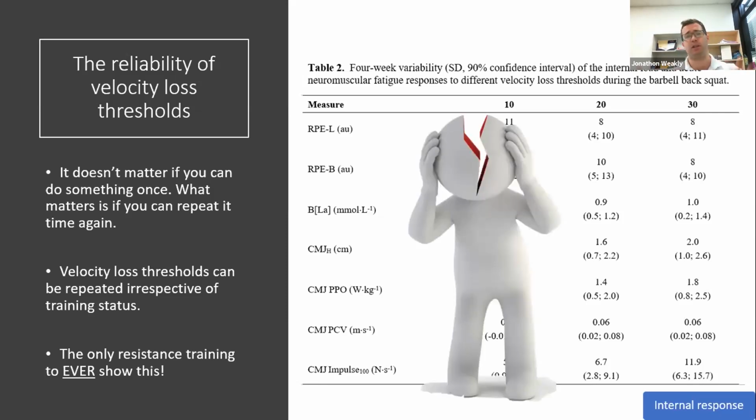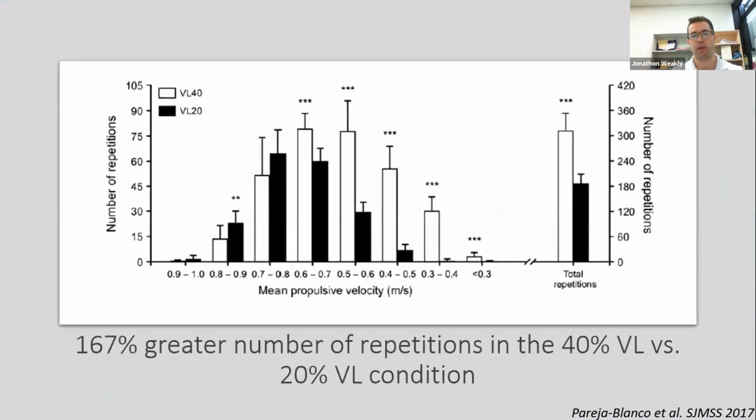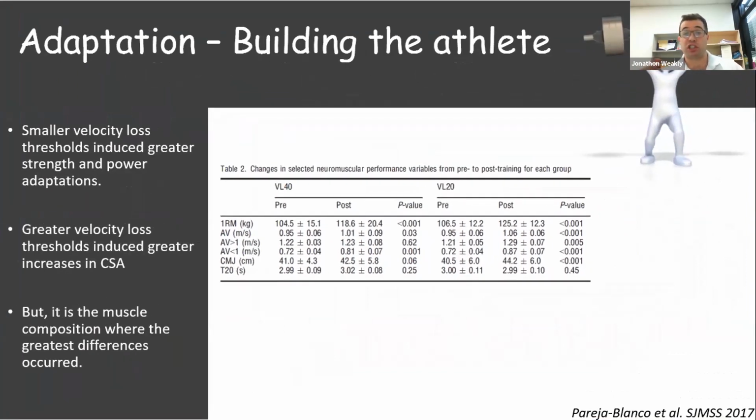And for me, this is absolutely mind-blowing, because this means I can be a better coach. I can prescribe intensity and prescribe an internal response that is consistent. And when you can prescribe something that is consistent, that means you can help to control the adaptive outcome. So we know that when we prescribe larger velocity loss thresholds, individuals will have to complete larger numbers of repetitions. And this great study by Pereira Blanco has shown this across a training cycle.